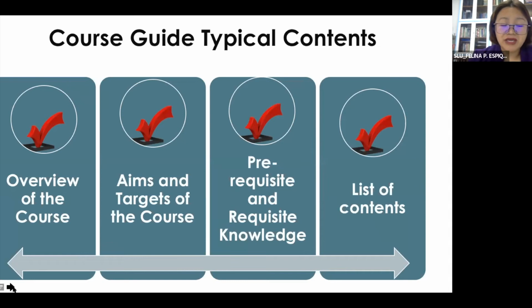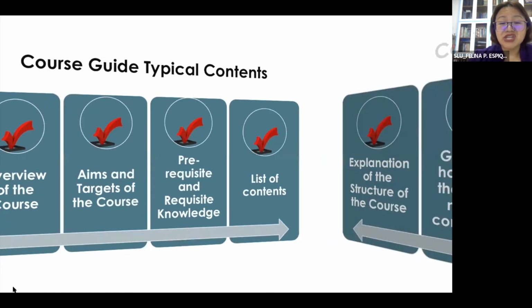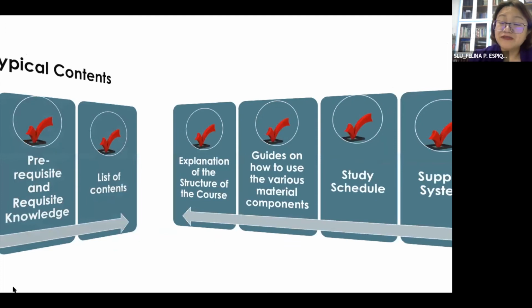I'd like to benchmark from all my professors at UP, the first thing they always give is an overview of the course, okay, which is the content of the course guide: the aims and targets of the course, the prerequisite and requisite knowledge, the list of contents. It's like a syllabus, you just translate it into a course guide. The syllabus, that's the plan of the teacher.